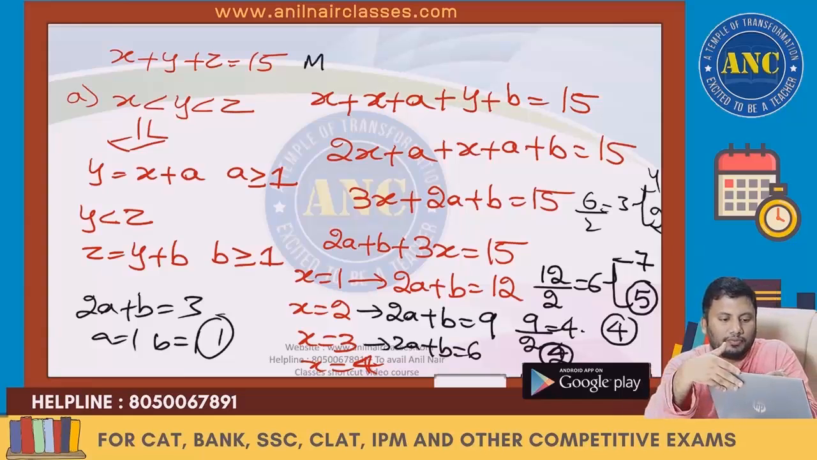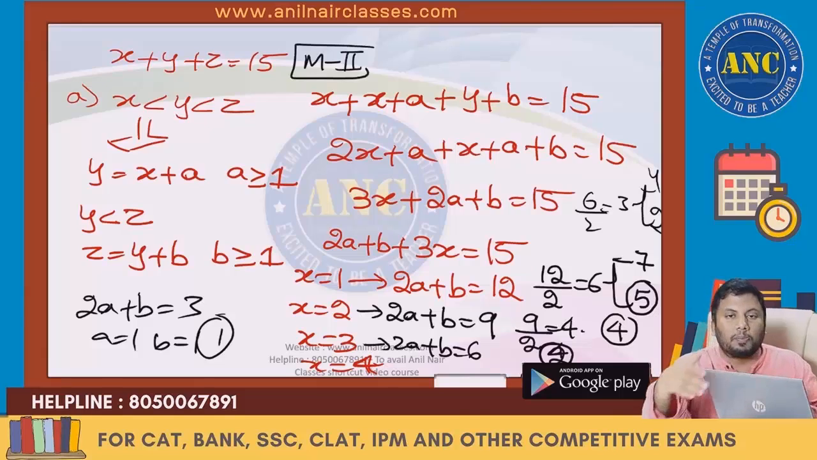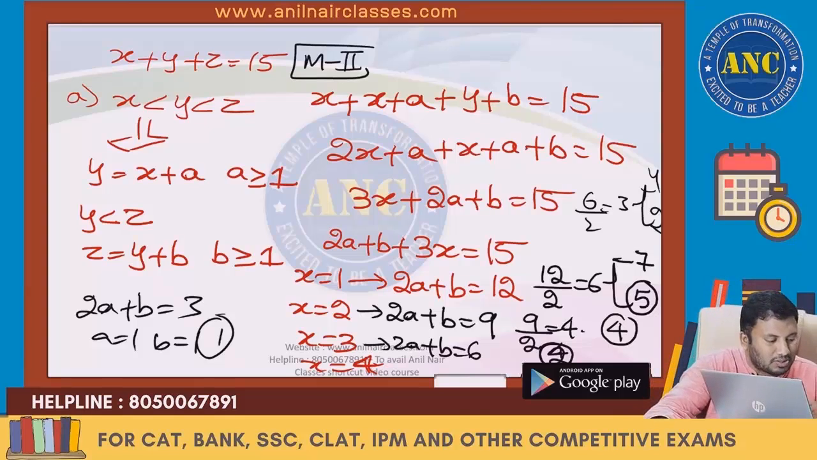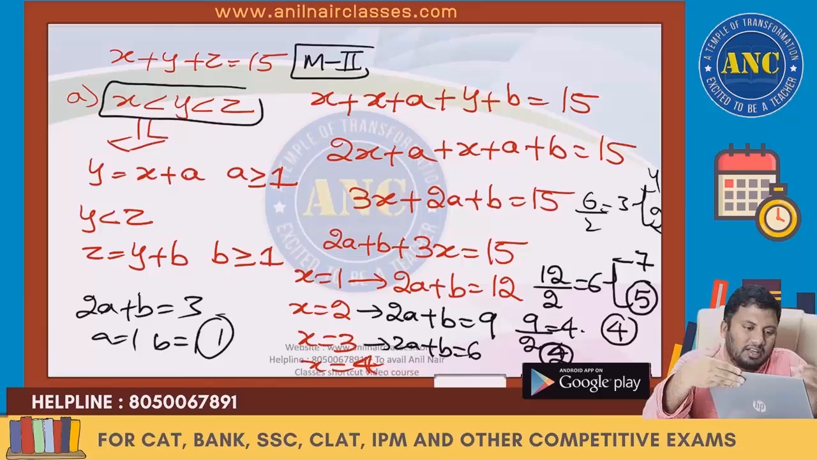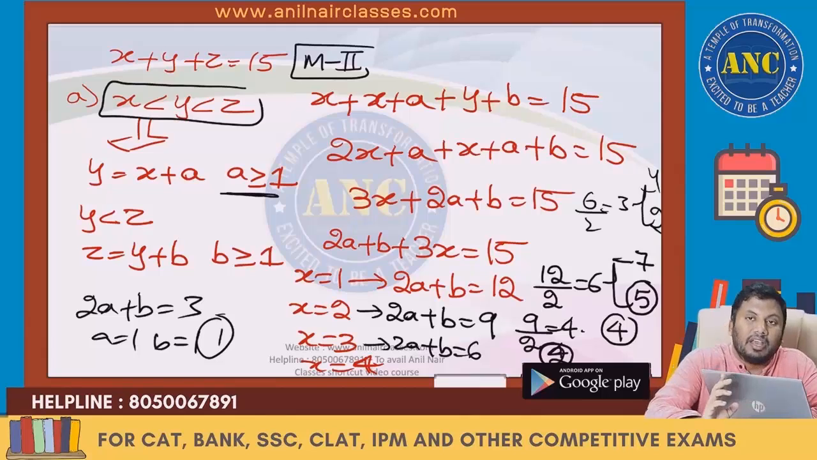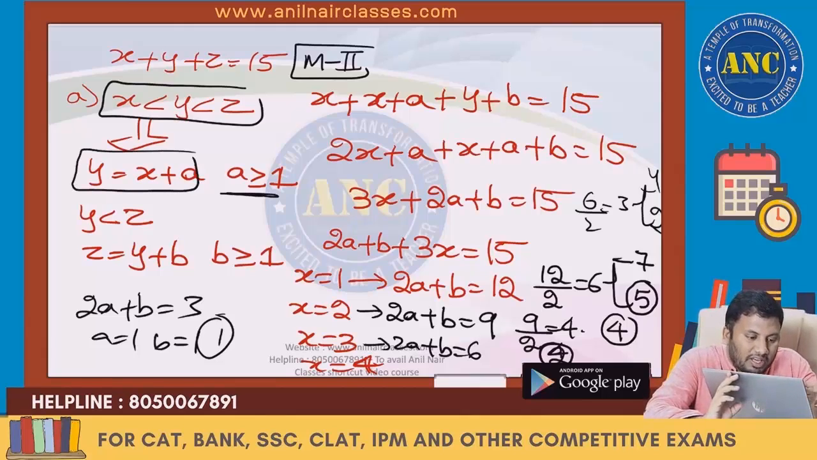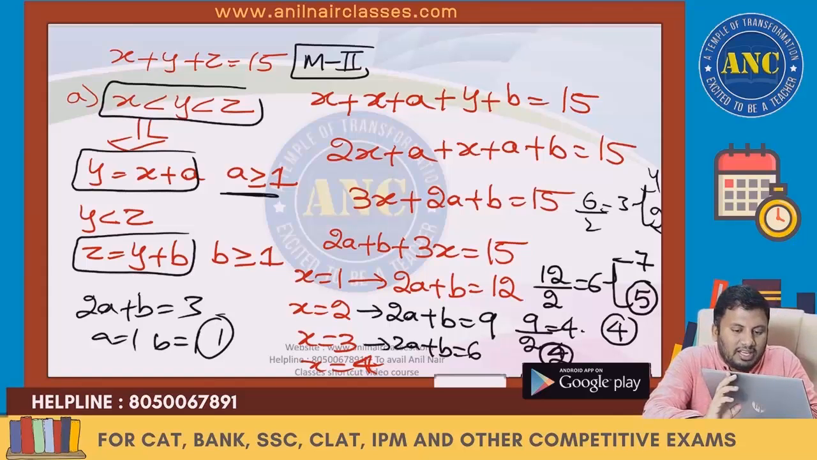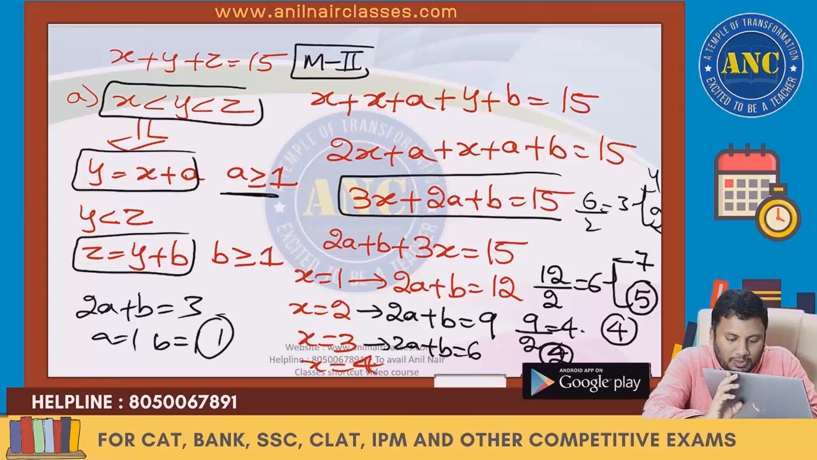This is method 2. I hope it is clear. I will solve as many problems as possible so that it will be clear to you. x is less than y is less than z. x less than y, that means y is greater than x. Minimum value of a is 1, y is x plus a, z is y plus b, b is greater than or equal to 1. So x plus y plus z is x plus a, y plus b, equal to 15. x plus x is 2x, y is x plus a, 2x plus x is 3x, so 3x plus 2a plus b is 15.